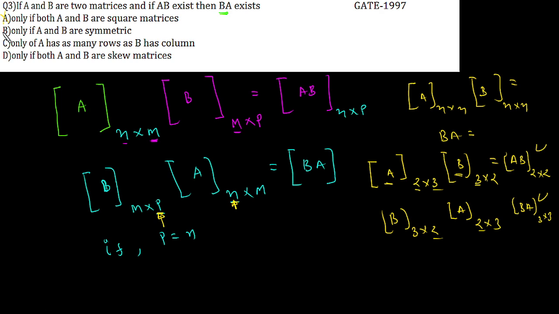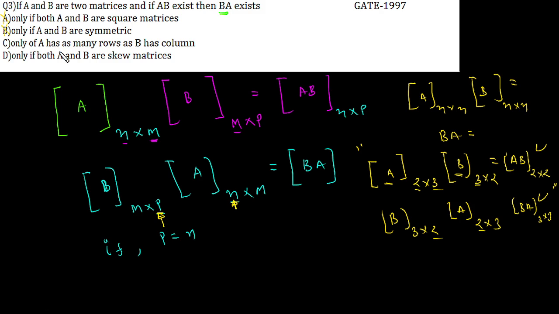And let's move to option B. Option B says if A and B are symmetric. Now here it is not the condition required for the finding of this BA matrix. So we can say option B is also the wrong one. Now move on to option C.